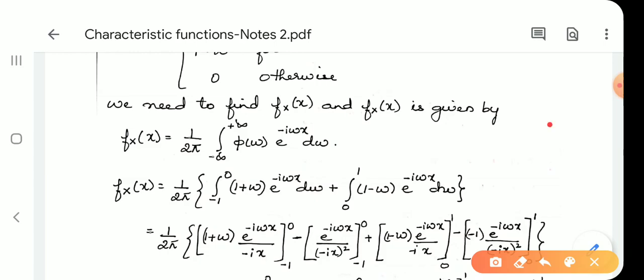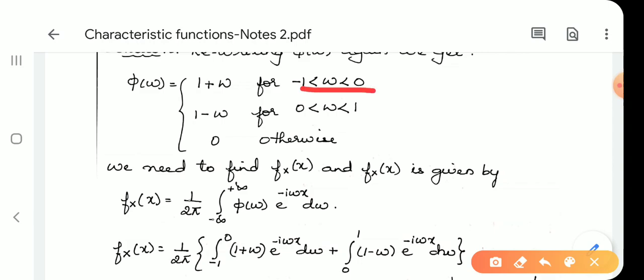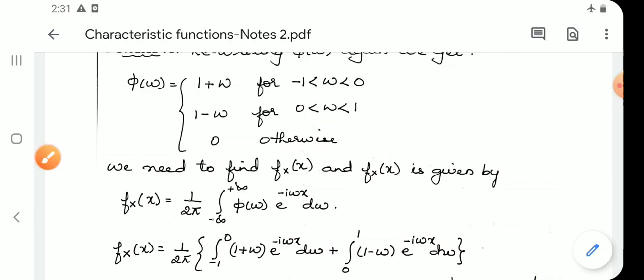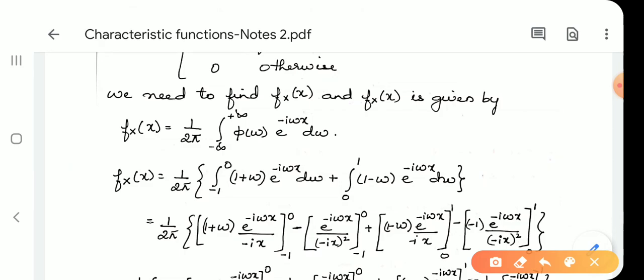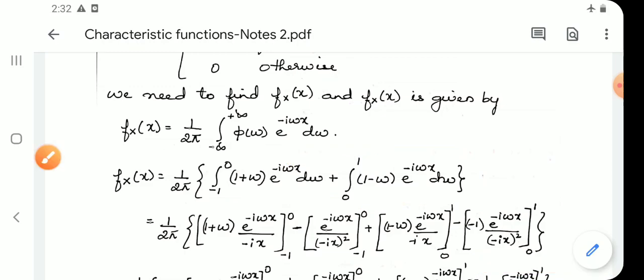So when we see the interval here, the interval is from minus 1 to 0, and 0 to 1. So instead of minus infinity to plus infinity, the integral now becomes f_X(x) equals integral from minus 1 to 0 of phi of omega, which is 1 plus omega, into e power i omega x d omega, plus in the interval 0 to 1, phi of omega becomes 1 minus omega, into e power i omega x d omega.